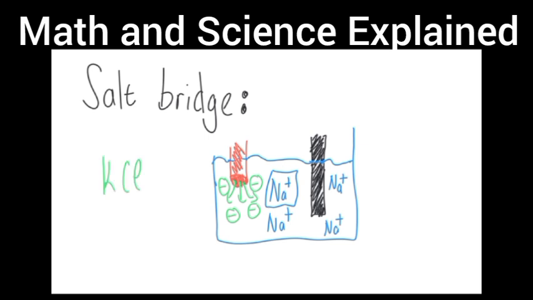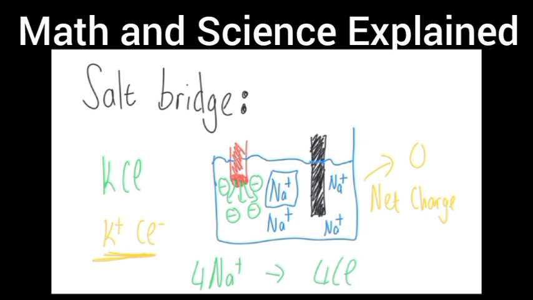For example, you would use a solution like KCl, because it can dissociate into K positive and Cl negative ions. The salt bridge distributes one of these ions into one of the solutions so that the net charge in the solution is going to be 0. You'll try to get an equal number of negative and positive charges in the solution. So for four Na pluses, we are going to need 4 Cl negatives so that the solution is neutral and doesn't become a very positively charged solution.